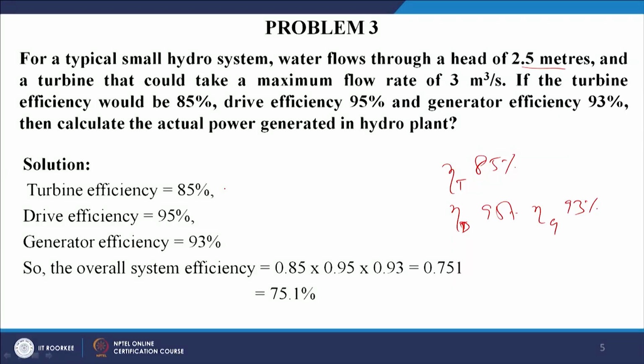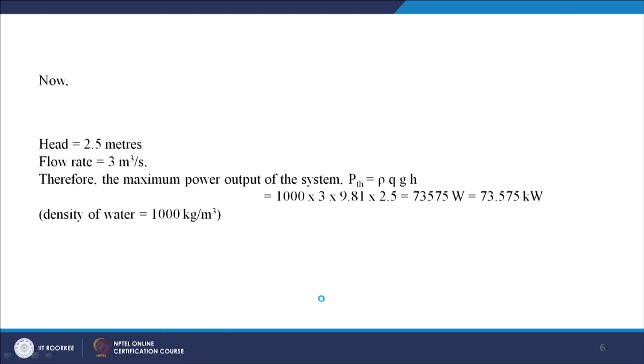So, now the turbine efficiency is given as 85%, drive efficiency 95%, and generator efficiency 93%. By multiplying these, we get 0.751, or 75.1% overall efficiency. Then we will use the energy expression.